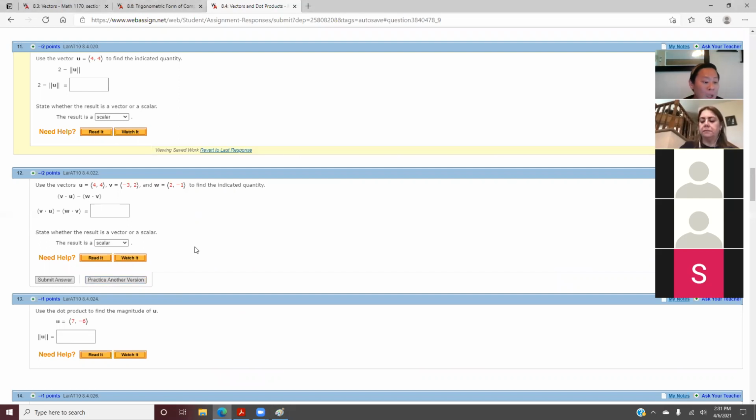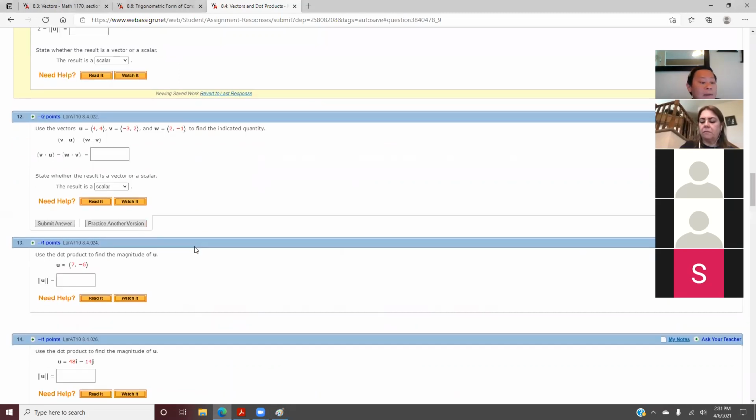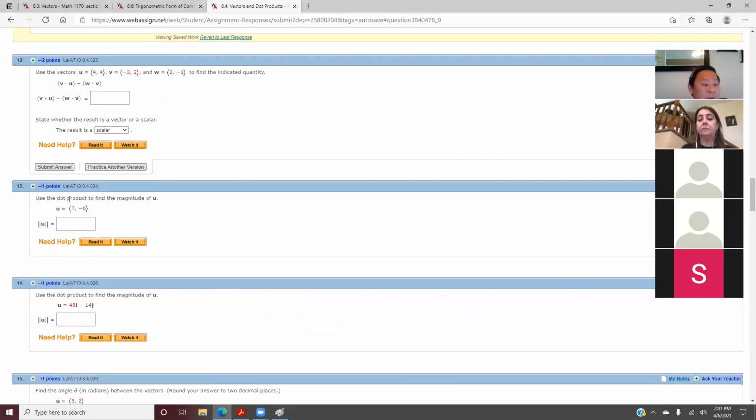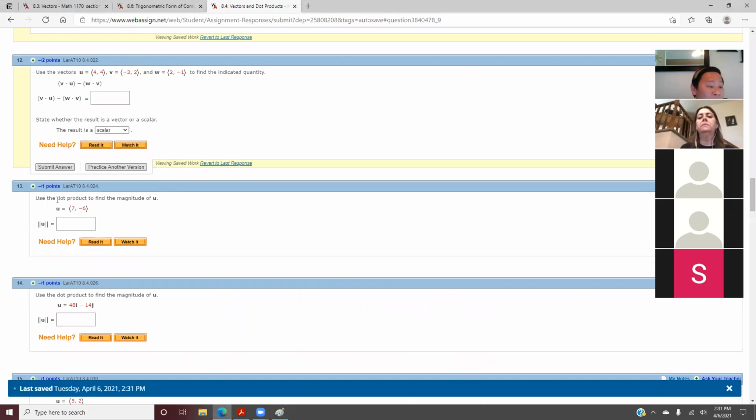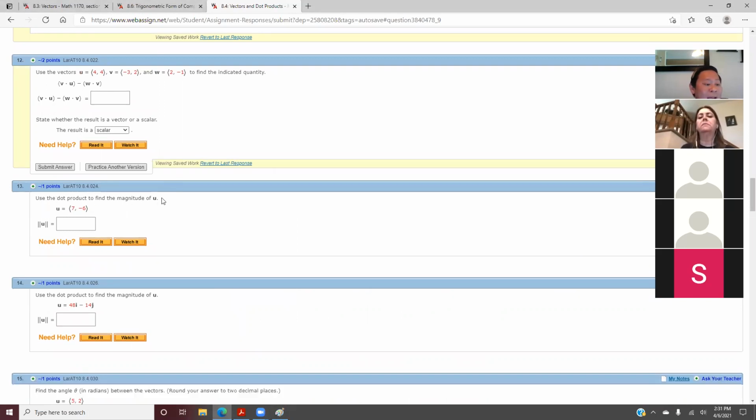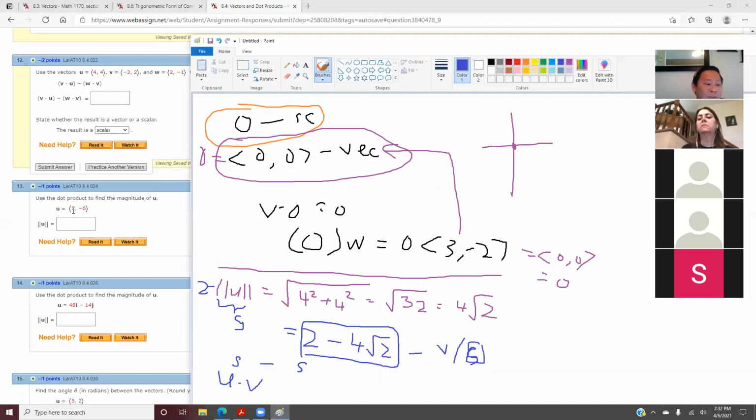Okay. Next, they want you to use the dot product to find the magnitude of u. Just ignore it. I will tell you, just find the magnitude of u, the same thing I taught you just now. Just take the square of this and the square of this, like what we just did to find the magnitude of u. So don't do the dot product. It's just a little bit of work. So I would recommend you to just use the square root of the first component squared plus the second component squared.